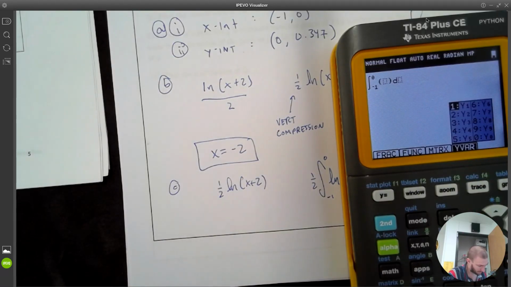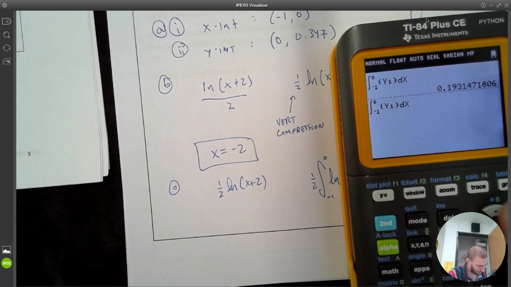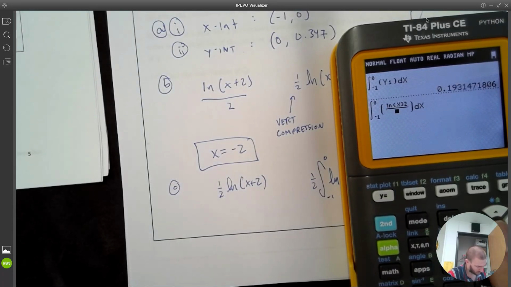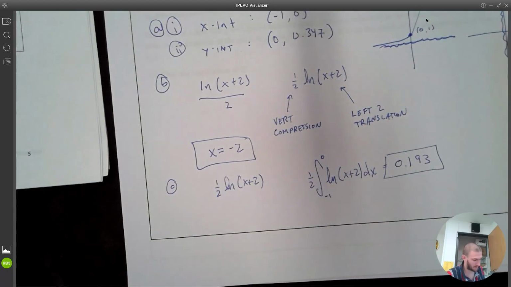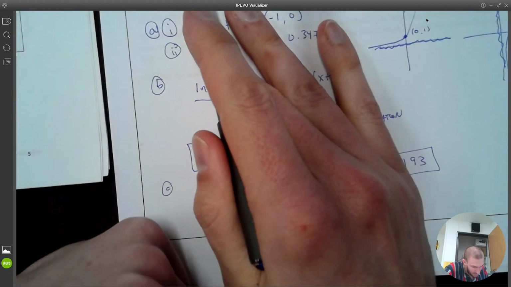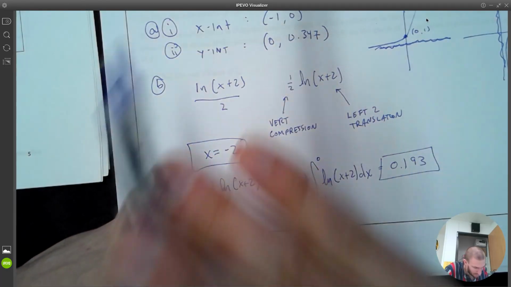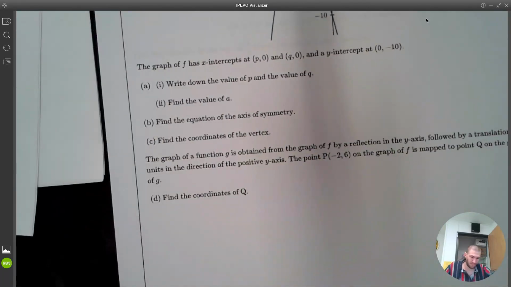I could maybe even just, you want to be really fancy? Sheesh. I could type in the natural log of x plus 2, x plus 2 over 2. Getting the same answer every way, of course. And so, there's our answer. Did I calculate the intercepts, the vertical asymptote, and the area? Easy. Let's move on.